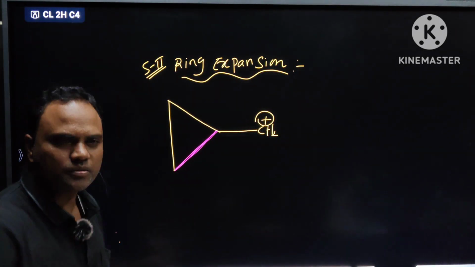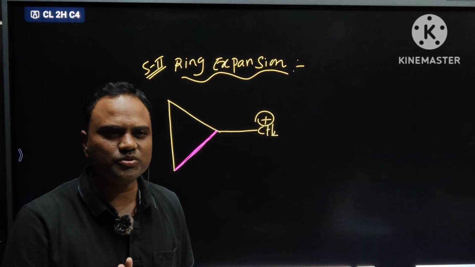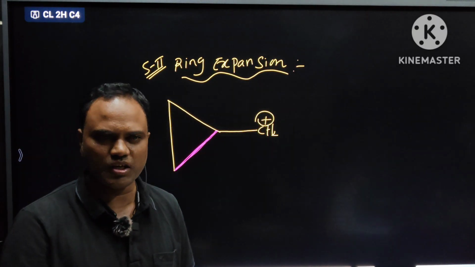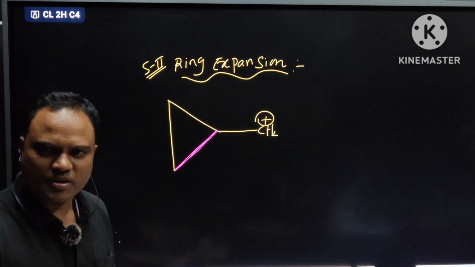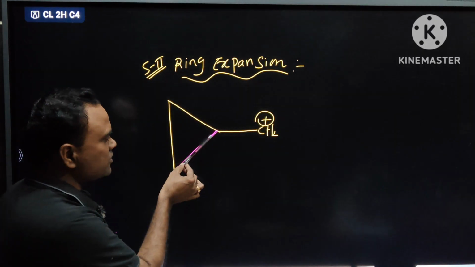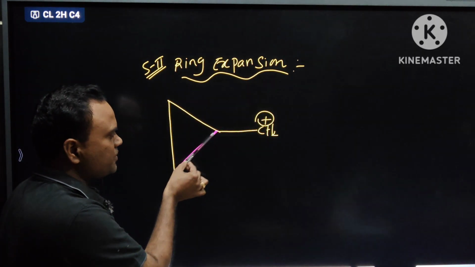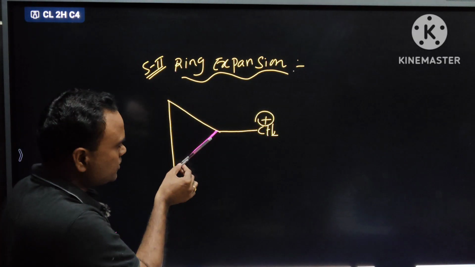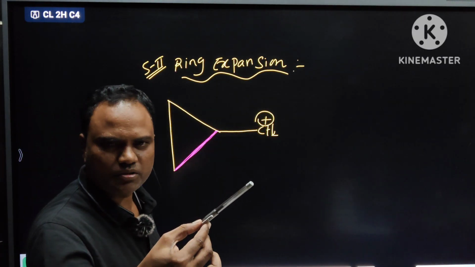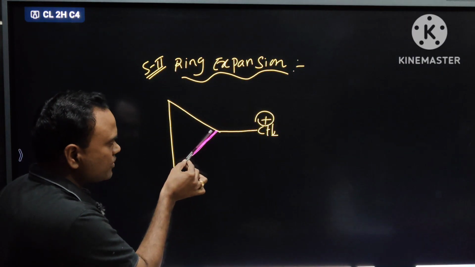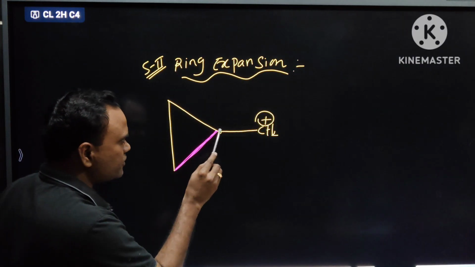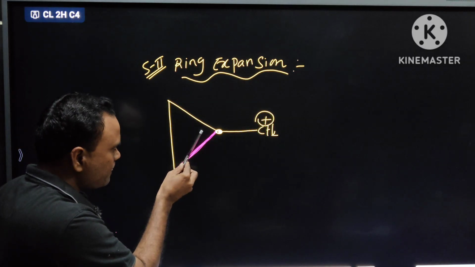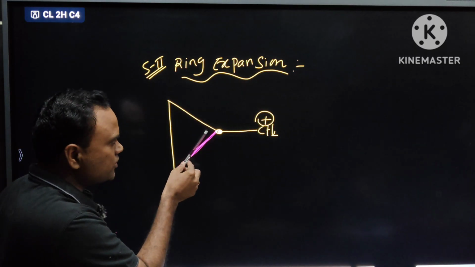See this pink color bond. You are not new to ring expansion. Where did you do ring expansion? In alkyl halides. Why is ring expansion taking place? Very easy concept. Consider this as a pink color bond. Cut the bond at this point. At this point, this is a carbon atom. Detach the bond.